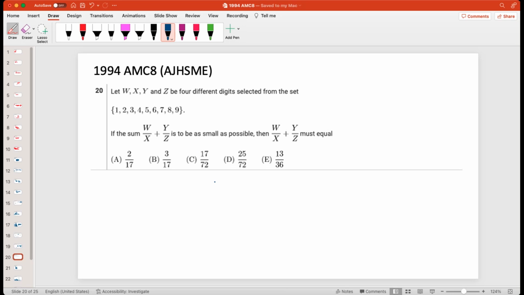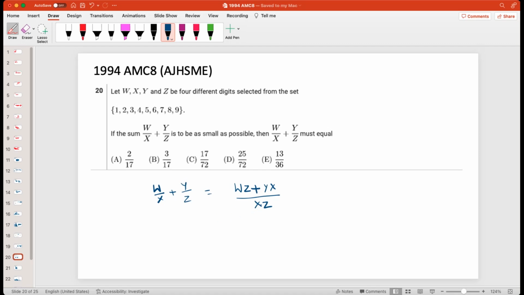W, X, Y, and Z are 4 different digits selected from this set. The sum of W by X plus Y by Z is to be as small as possible. So for this number to be smallest, we know that the numerator has to be the smallest and the denominator has to be the largest. So what I'll do, I'll just say W by X plus Y by Z. This will make it WZ plus YX divided by XZ. Okay. Denominator has to be the largest.